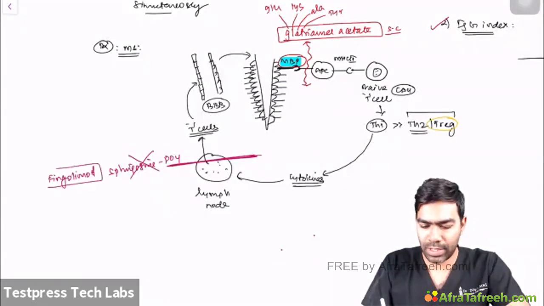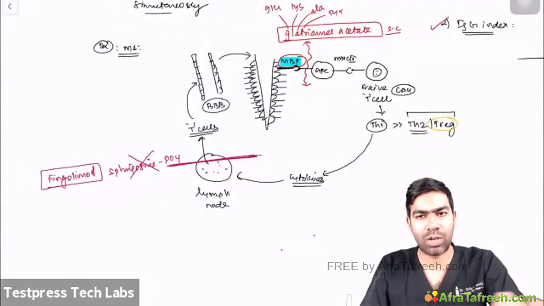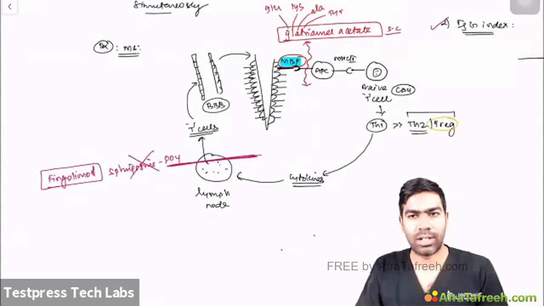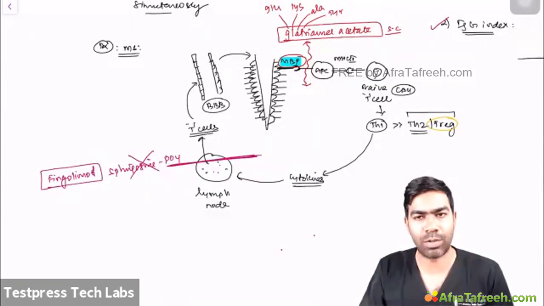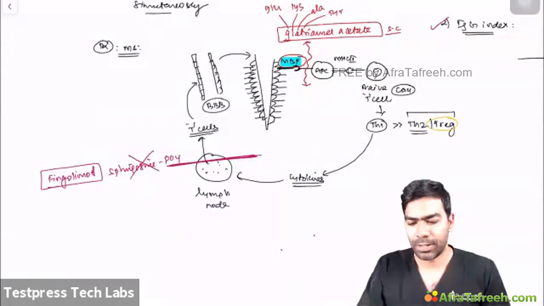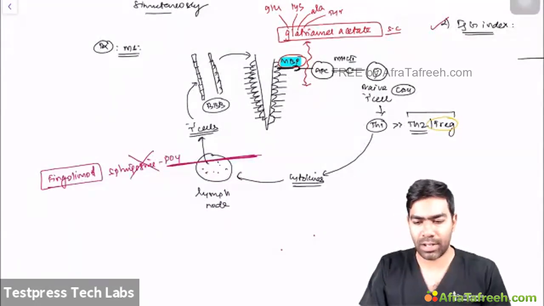Fingolimod basically blocks the T cell egress out of the lymph node and lymphatic system, which means it will sequester the inflammatory cells within the local lymph nodes. It will not allow the T cells to come out of the lymph nodes so that they can produce an immune response. And ultimately, the T cell entry into the blood-brain barrier is very important.